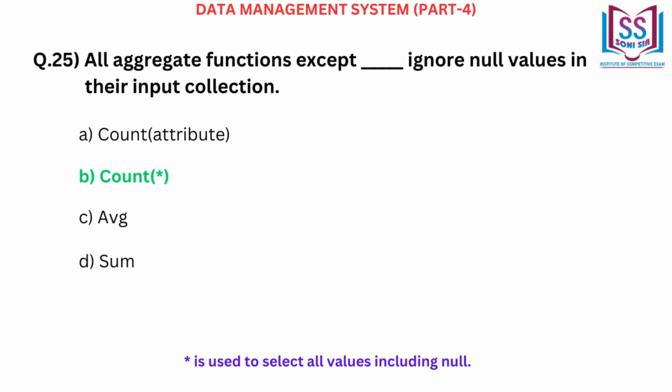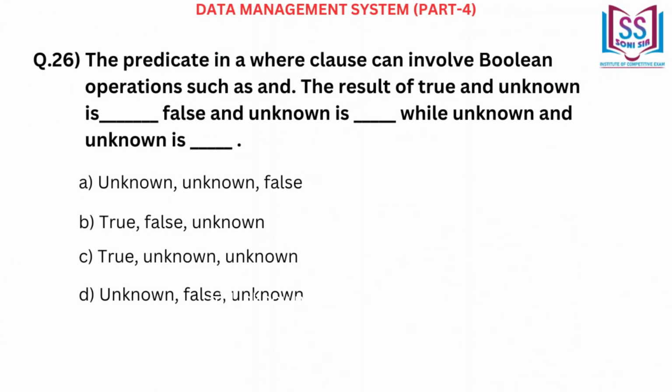Sum. Correct answer B. Count asterisk. Asterisk is used to select all values including null. The predicate in a where clause can involve Boolean operations such as AND. The result of true and unknown is dash, false and unknown is dash, while unknown and unknown is dash.